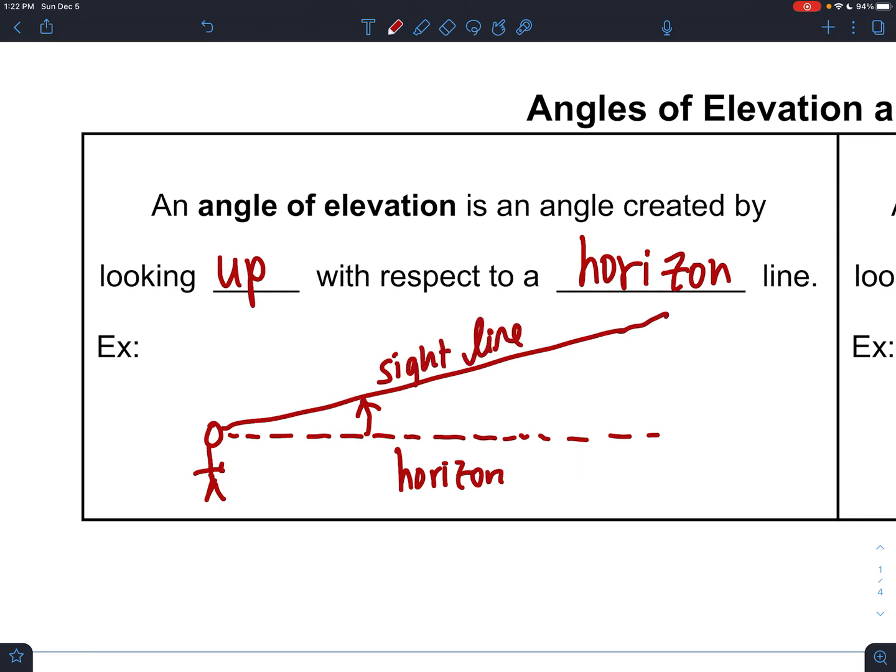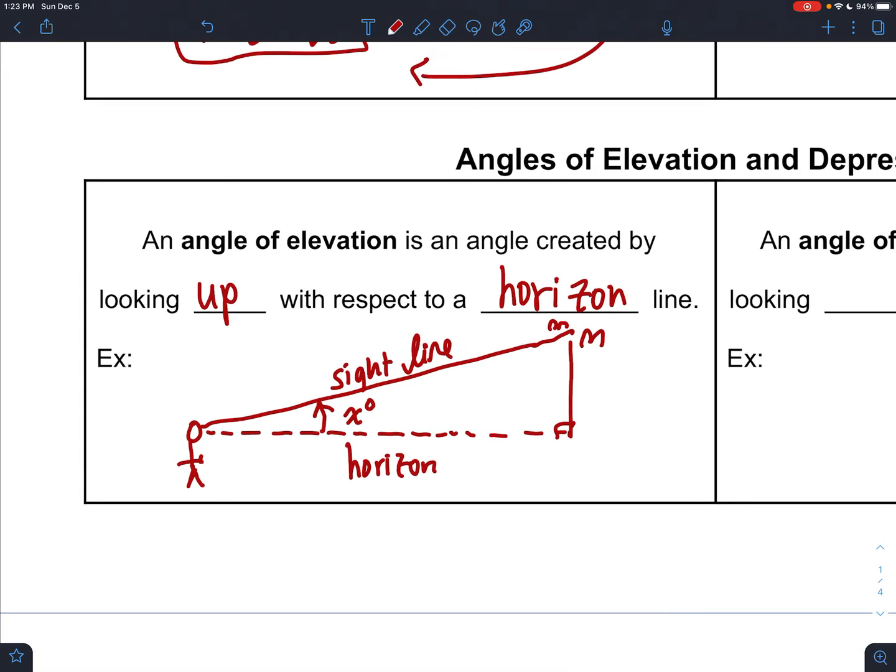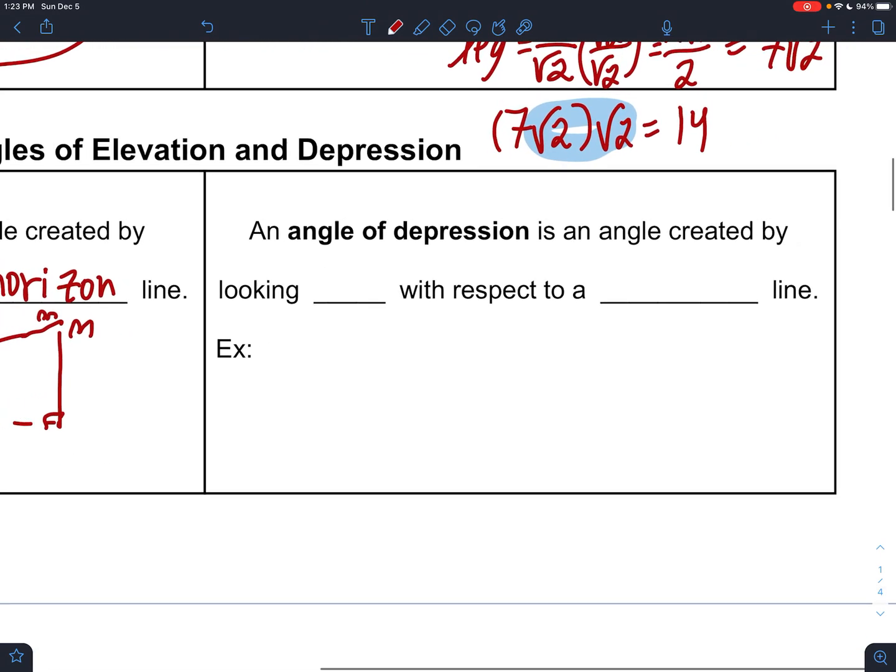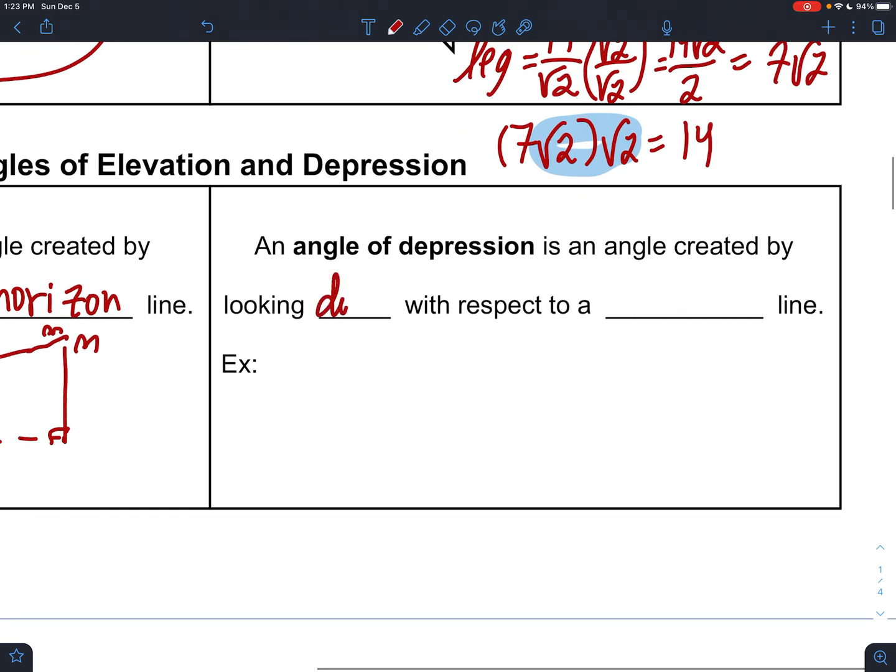So I'm going to call this the sight line. And you see maybe some birds up here or something. Okay. So an angle of elevation, maybe we'll call it X degrees, is turning up from the dotted line. So it's really important you're drawing this dotted line on your pictures. But yeah, angle of elevation means looking up. And then angle of depression means looking down. And then we also have to draw that horizon line.